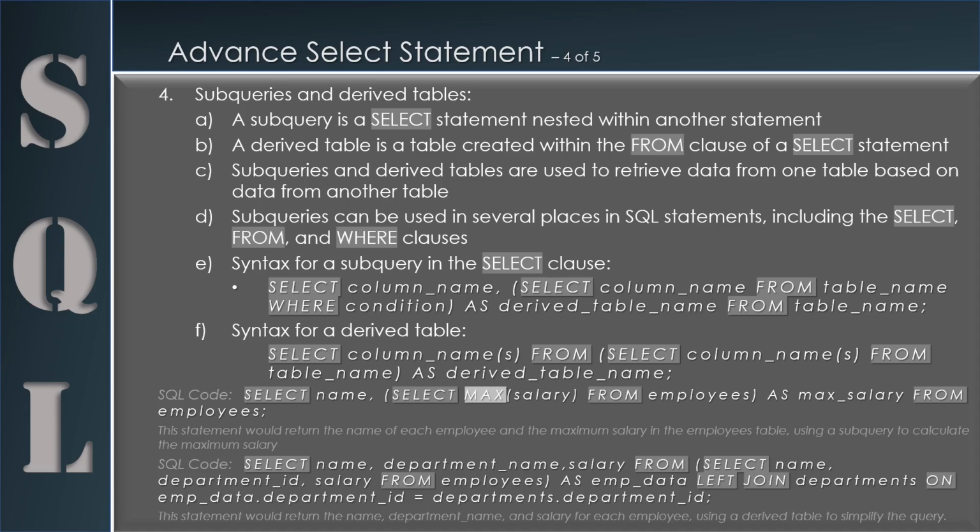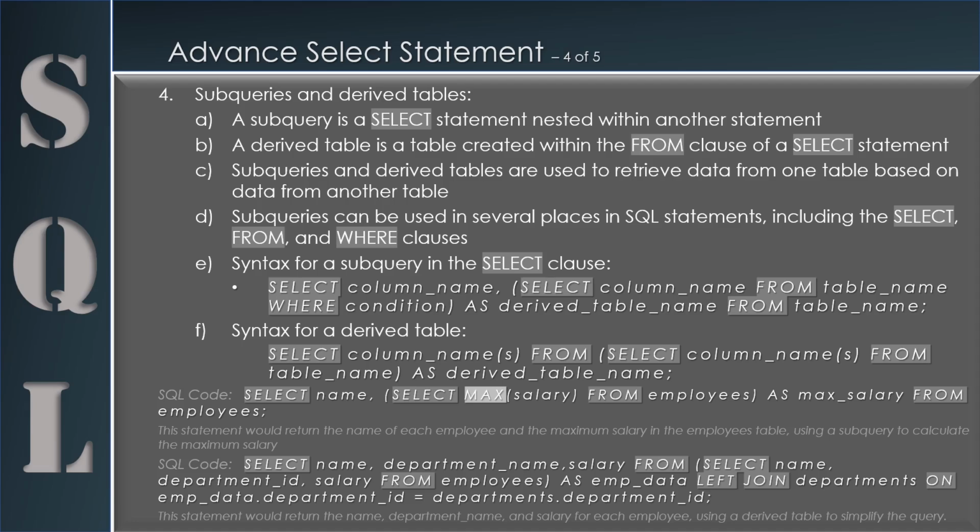A subquery is a select statement nested within another statement. A derived table is a table created within the from clause of a select statement. Subqueries and derived tables are used to retrieve data from one table based on data from another table. So this is again the basic where now we are going to move from the basic select statements to advanced select statements, where we are going to build a bit more complex logic.